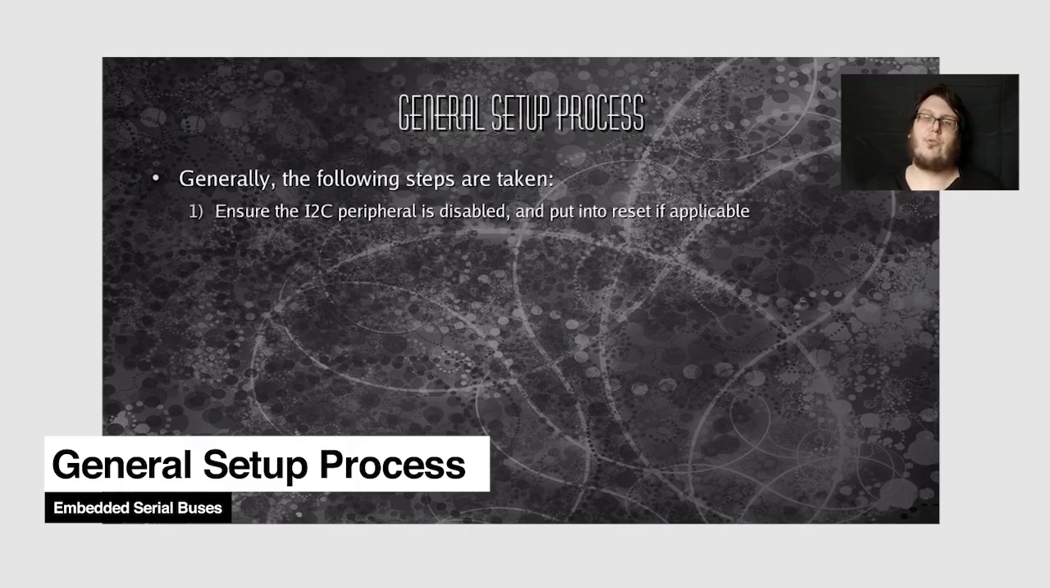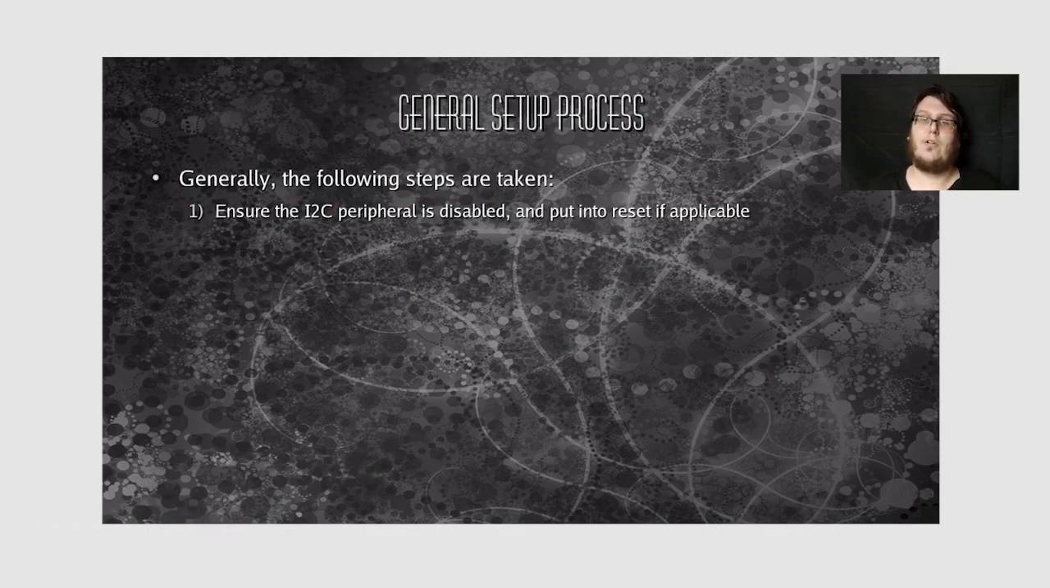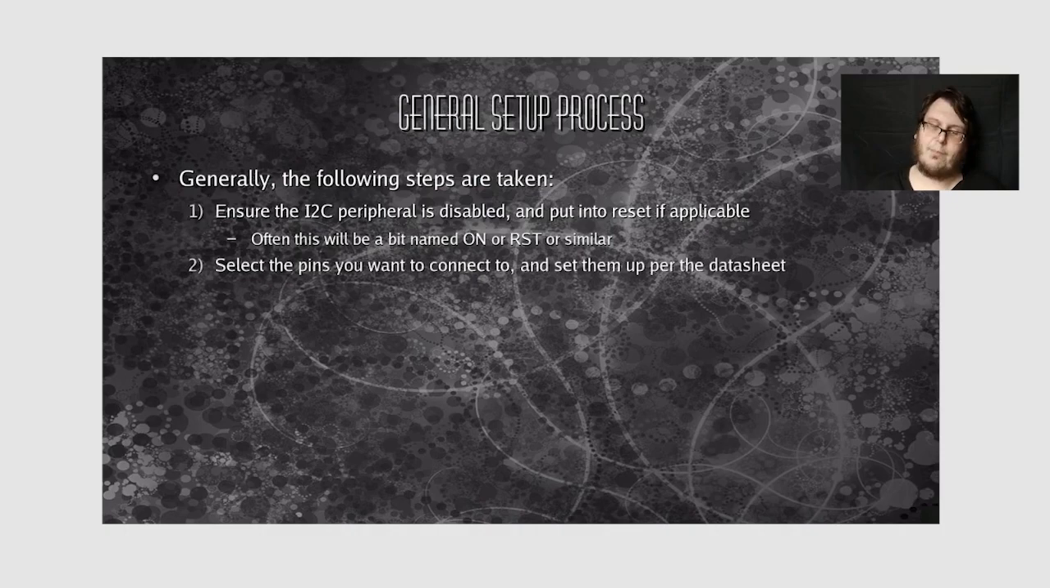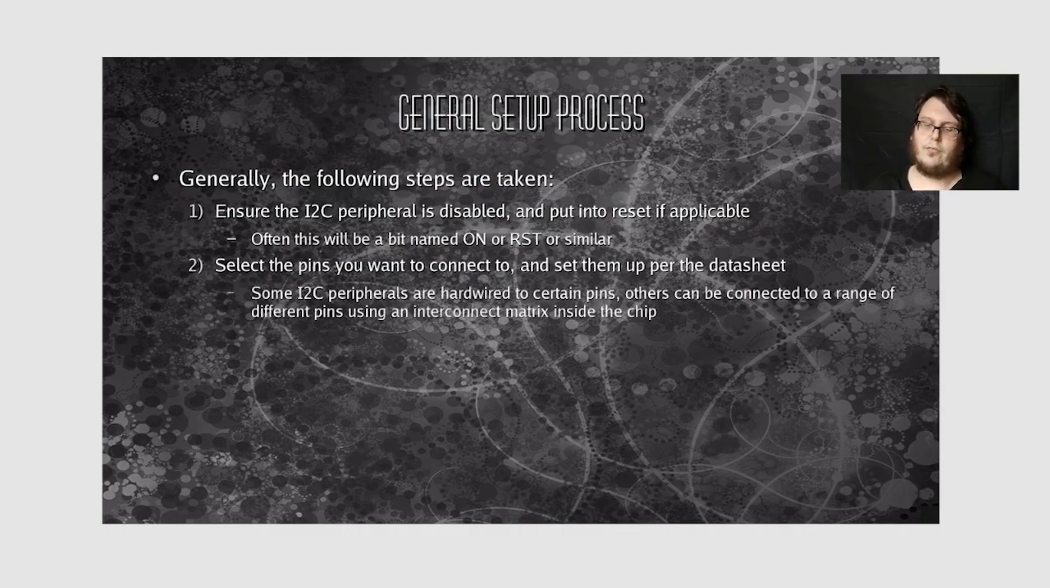You make sure the I2C peripheral is disabled. You put it into reset if applicable. Some require you to enable a reset bit. It's a bit often called on or reset or something similar to that. Select the pins you want to connect to. Sometimes you are restricted to a certain subset of pins. Others can be connected to a range of different pins using an interconnect matrix. This is how the PICs do it. You can select from a subset of pins to put your I2C bus on. On the MSP430, you're hardwired to particular pins.